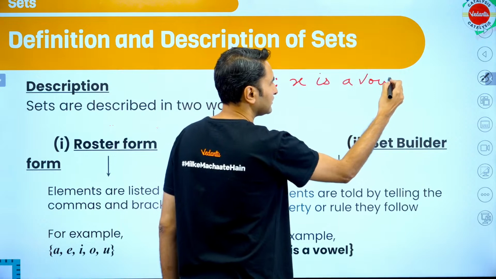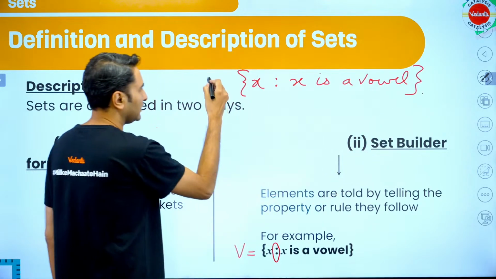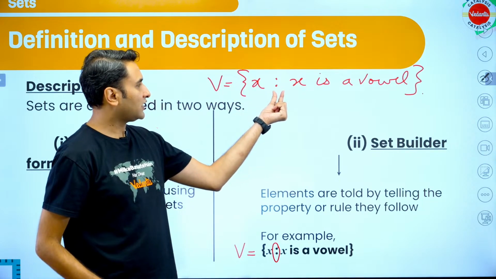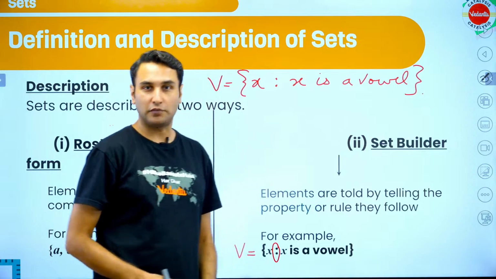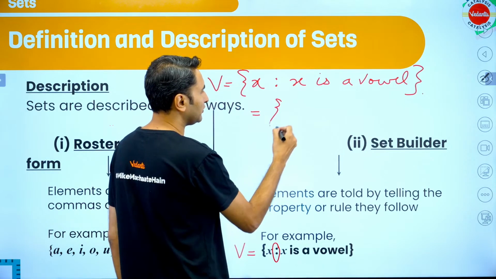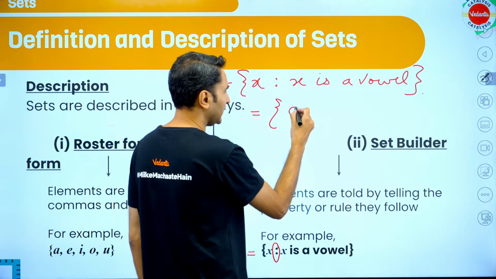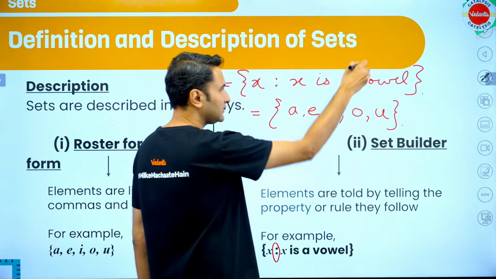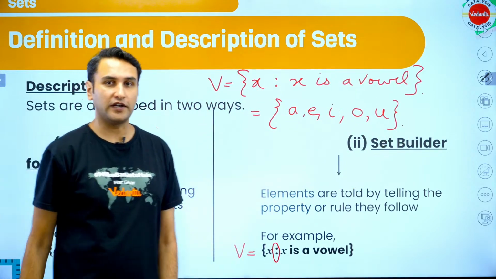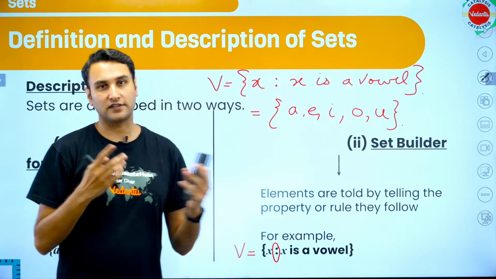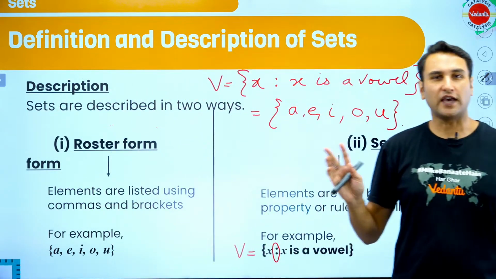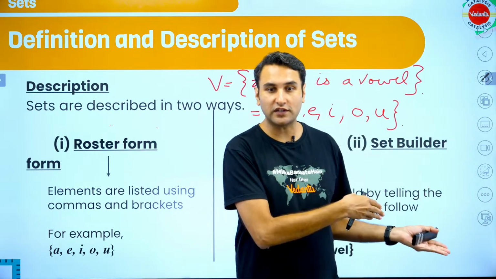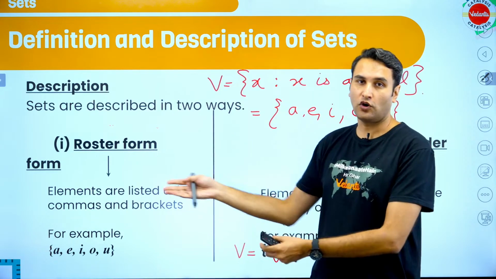This is the rule of the set. X is a vowel, right? So this is the set builder form. Set of all X such that X is a vowel. And this in the roster form will be, let's write all the vowels, which is A, E, I, O, U. Set builder form, roster form, right? Write all the elements in the curly brackets, it's the roster form. Clear? So this is as simple as that. This is how we represent sets, either by writing the rule or by writing all the elements together.